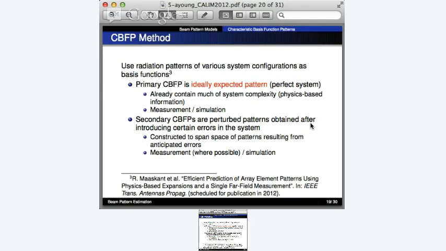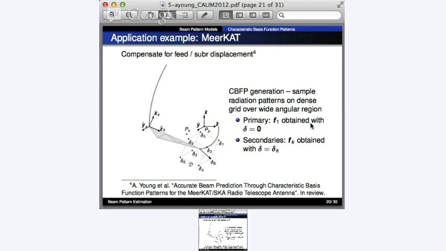And as I just mentioned, these patterns can be obtained either through measurement or simulation or combination of both. So we apply this again to the MeerKAT system to compensate for pattern errors resulting from the feed and sub-reflector displacement. So here we just show on an exaggerated scale tolerances for the positioning error of the sub-reflector. So to generate our CVFP, the error of the sub-reflector position is set to zero.